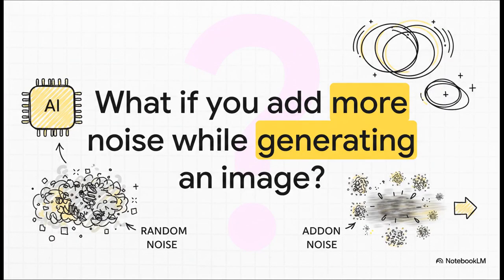Okay, now here is where things get really weird. The researchers who built this stuff found this totally counterintuitive trick. What if, while the AI is in the middle of removing noise, you intentionally add a little bit more noise back in at each step? It sounds like it would ruin everything, doesn't it?